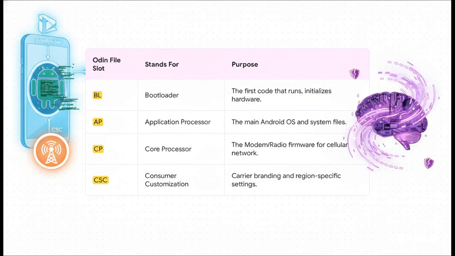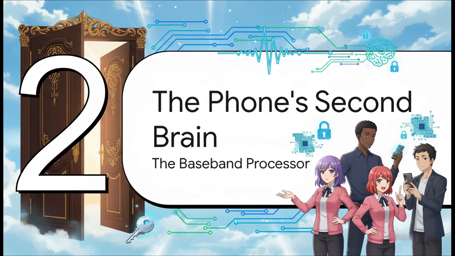Okay, now this is where it gets really interesting. Look at how the phone's software is broken down. When you use Odin, you're not just flashing one giant file. You're flashing individual pieces. You've got the bootloader, the BL, the main Android system, that's the AP, carrier-specific stuff in the CSC, and then the one we care about, the CP. That little file is the entire operating system for the phone's second brain, the baseband.